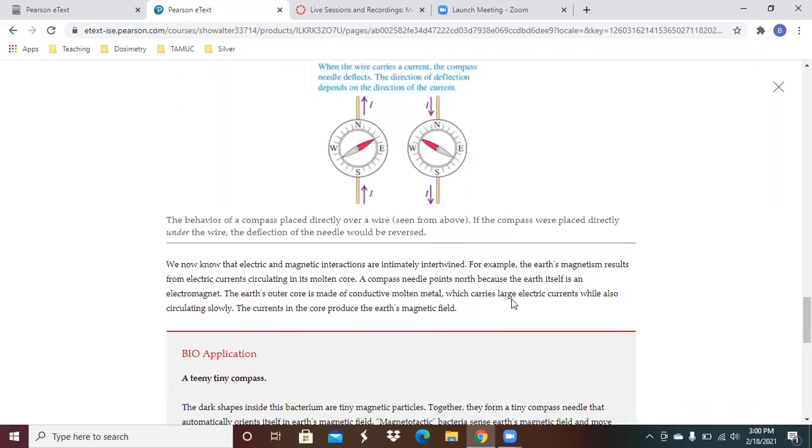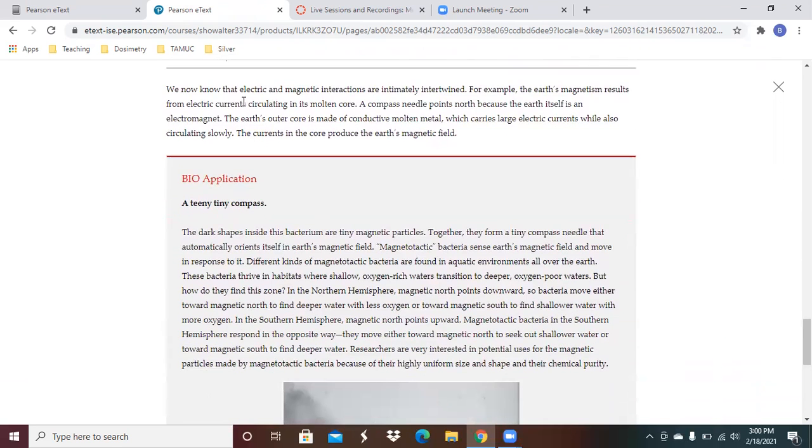That's why you never try to get compass bearings when you're standing under power lines. That's a very, very bad thing to do because it will lead you astray. So we know that electric and magnetic interactions intertwine.